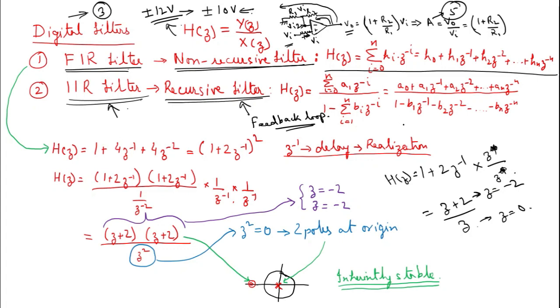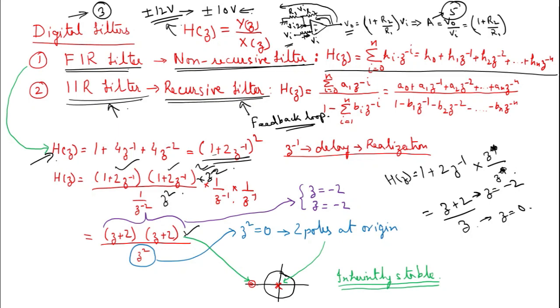Now say for example, if I have another one, take the example of this one, H(z) equals to 1 plus 4z inverse plus 4z to the power minus 2. So we have in this way 1 plus 2 z inverse whole square. If you multiply the numerator and denominator with z to the power 2, we get H(z) equals to z plus 2 multiplied by z plus 2 divided by z square.